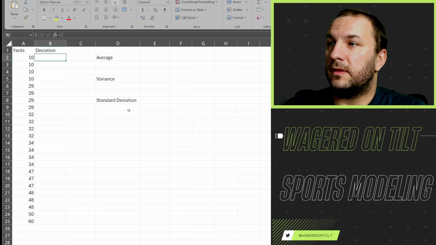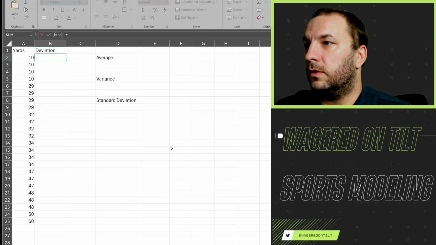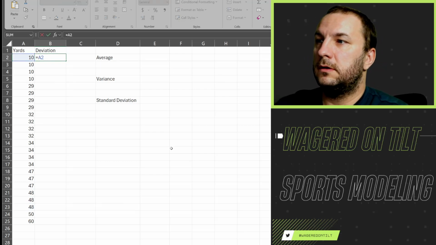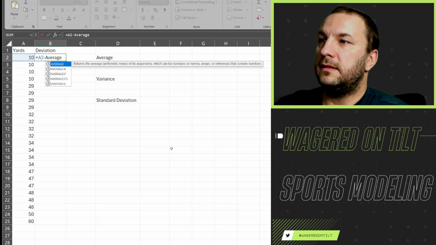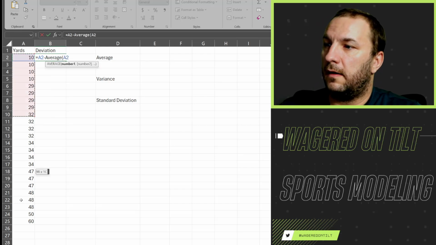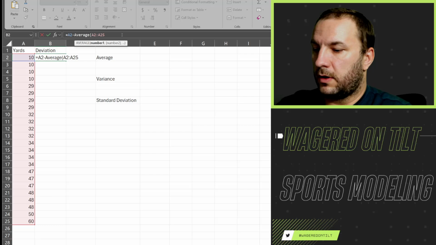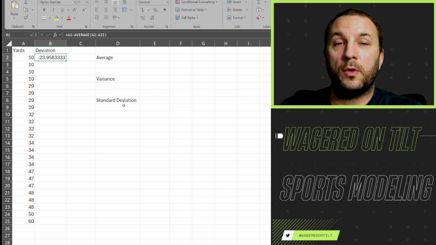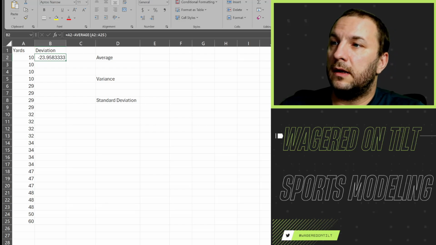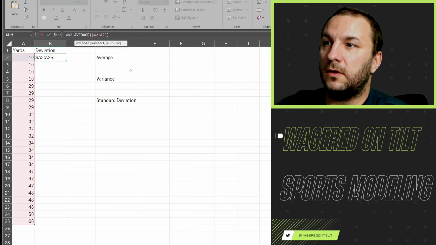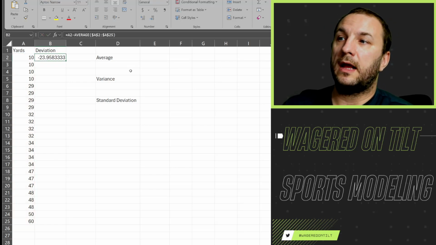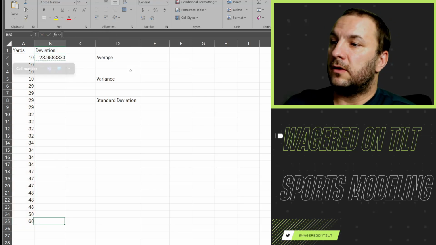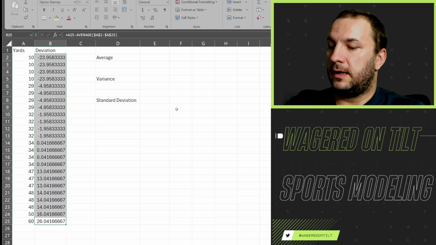So if we were to do that, we'd come in here underneath where it says deviation, and I'm just going to say equal A2 minus the average of this information. Now, when we go ahead and close that off, that's going to give us -23.95. So in here, I'm just going to put the dollar sign, because if you don't know, the dollar sign helps lock this into place so it won't shift when I copy and paste this down. So I'm going to go ahead and shift that all the way down and hit that.